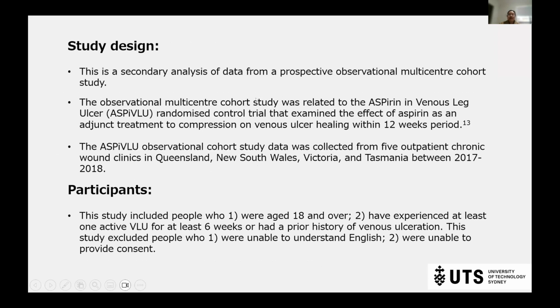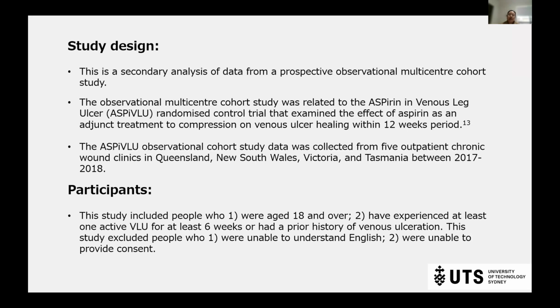So the design of this study is a secondary analysis of data from a prospective observational multi-cohort study, and we're using the data that was related to the aspirin in venous leg ulcer randomized control trial. This data was collected from 5 outpatient chronic wound clinics in Queensland, New Zealand, Victoria, and Tasmania between 2017 and 2018.